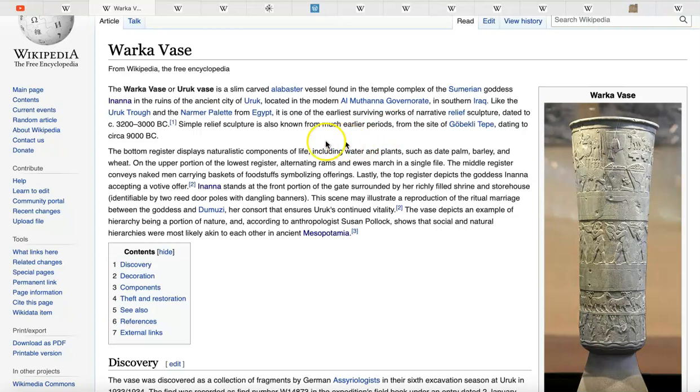Like the Uruk trough and the Narmer palette from Egypt, it is one of the earliest surviving works of narrative relief sculpture. Dedicated, what did I say? Dedicate. I'm so sorry. It's late. Dated to circa 3200 to 3000 BC. Simple relief sculptures are also known from much earlier periods from the site of Göbekli Tepe, dating to circa 9000 BC.